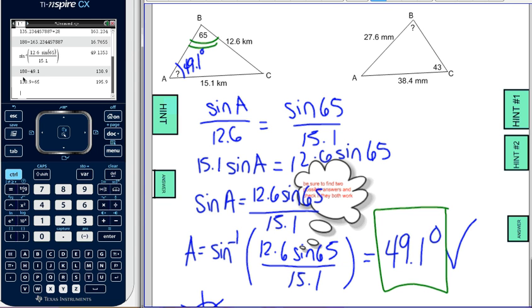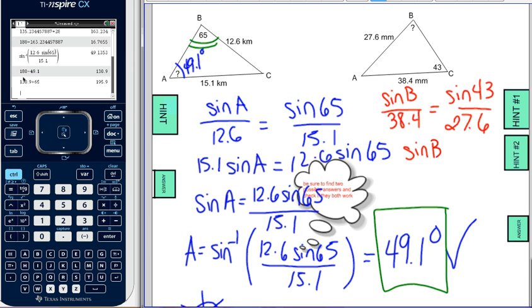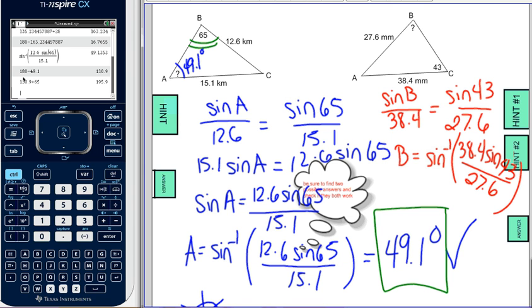Okay, second example here, we've got sine of B over 38.4 equals sine of 43 over 27.6. So if we cross multiply, and actually if we just leave sine of B by itself, we'll have 38.4 times sine of 43 over 27.6, and then we can take the sine inverse of both sides. So that gives us B is equal to the sine inverse of this.